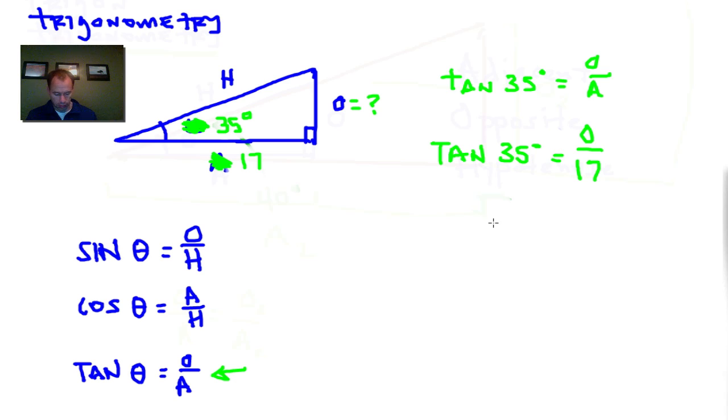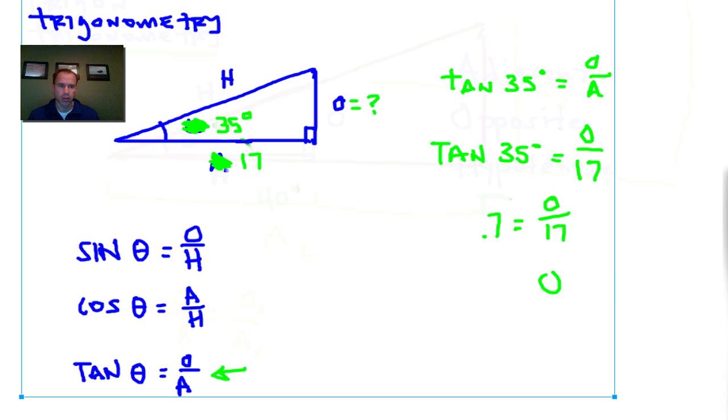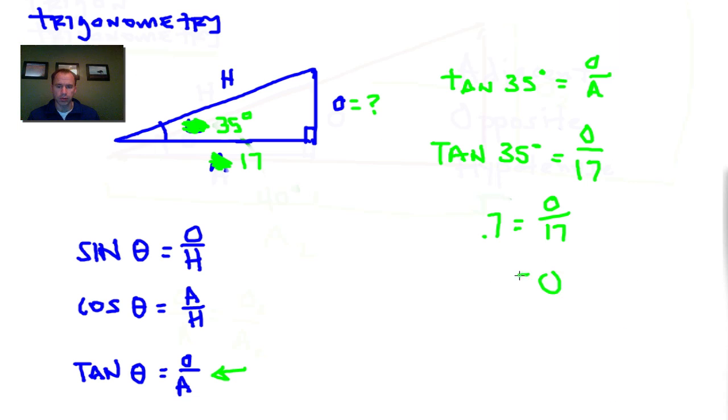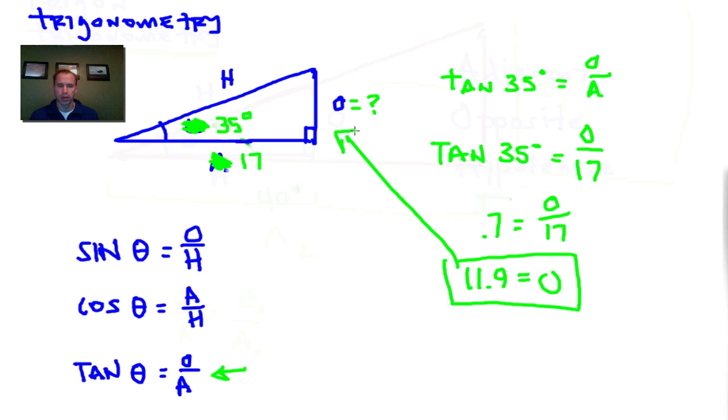So in your calculator, you put the tangent of 35, which it turns out is 0.7. So 0.7 equals opposite divided by 17. Multiply both sides by 17. 0.7 times 17 is 11.9. So that means the opposite side is equal to 11.9. Right? So now we know the length of that side of the triangle.